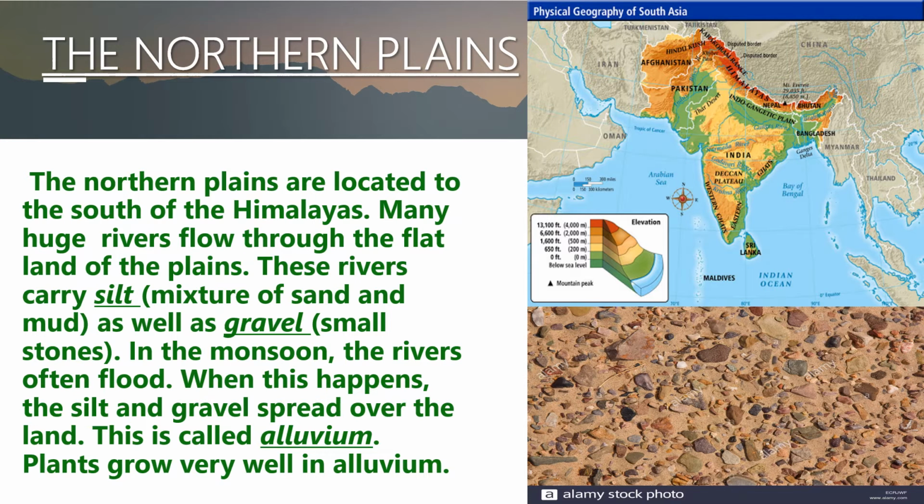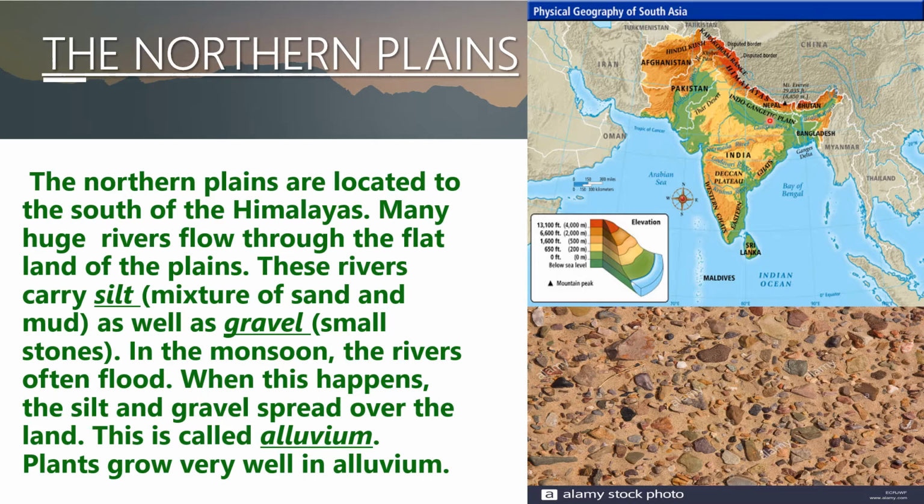So today's first topic is the northern plains. The northern plains are located in the south of the Himalayas and in the west they extend into Pakistan. Bangladesh is situated on the eastern part of the plain. Look at this, here is Bangladesh.